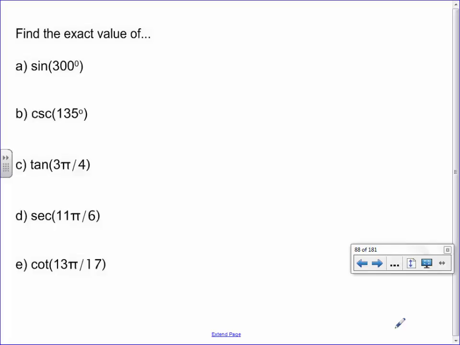So why don't we start off with the sine of 300? Well, we'll start simple. Okay, sine of 300. Well, option 1.